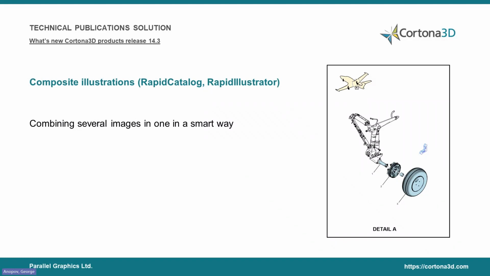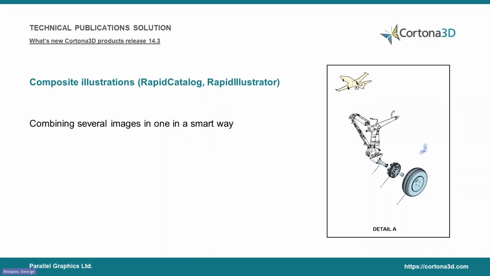The first new exciting feature we would like to showcase is Composite illustrations, available now in Rapid Catalog and Rapid Illustrator. In the context of technical documentation, Composite illustrations implies combining multiple images into one, for example, different views of the same product under different angles. It is also common to find different assemblies presented on a single image or various insets.